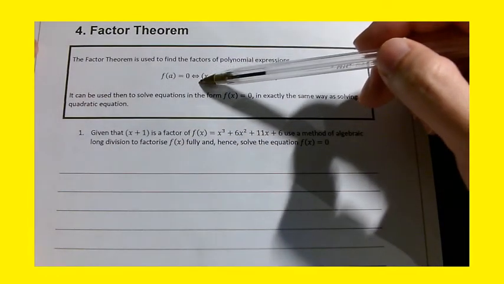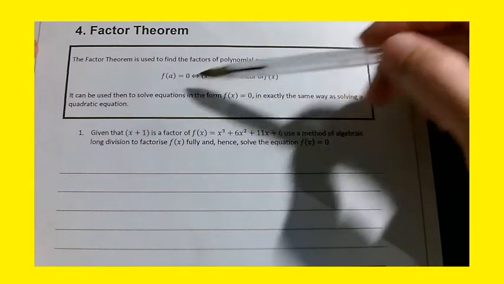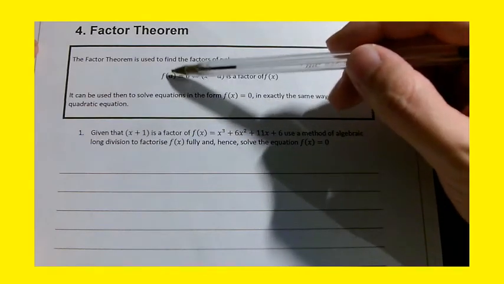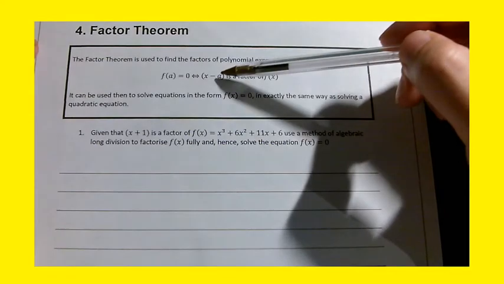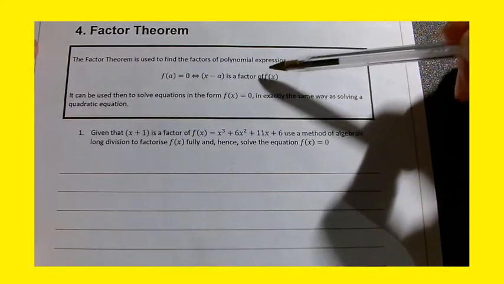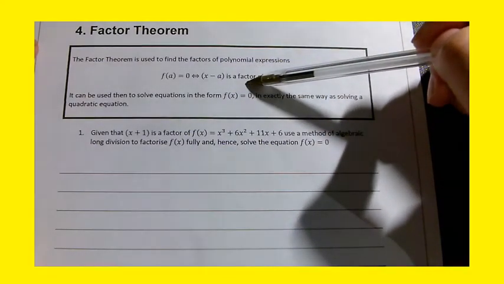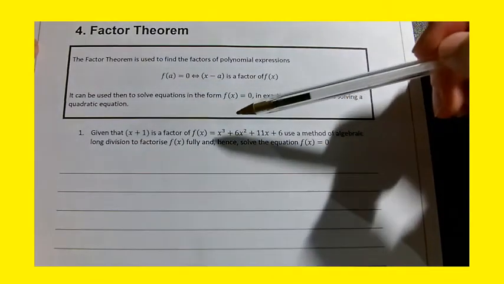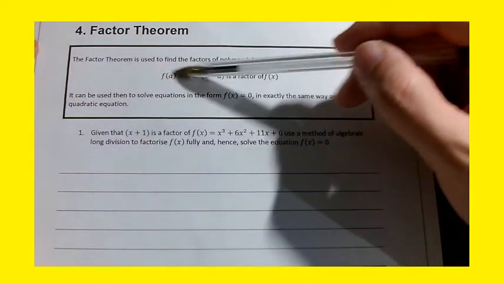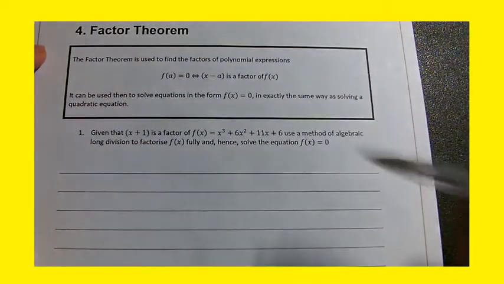And this double-headed arrow means this implication goes both ways. So a number inside a function which makes the function equal to 0 implies x minus a is a factor, but also x minus a being a factor implies that a would make the function equal to 0. This is something which you've seen at GCSE.